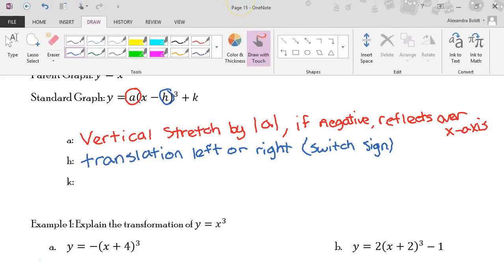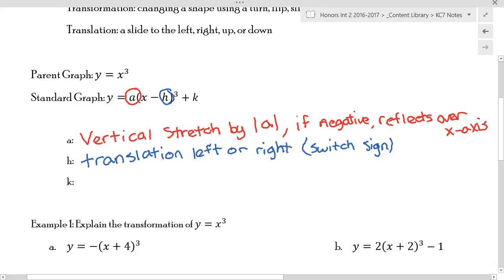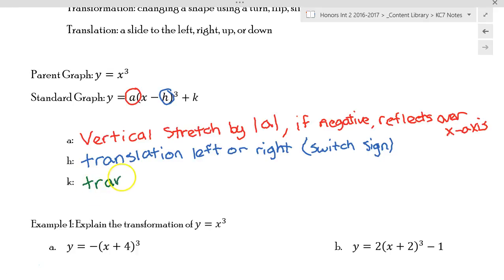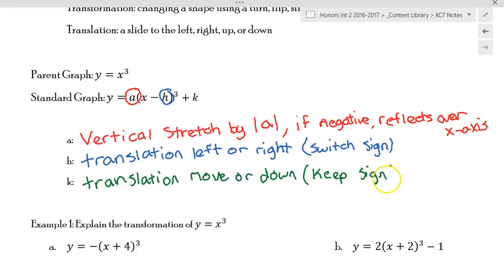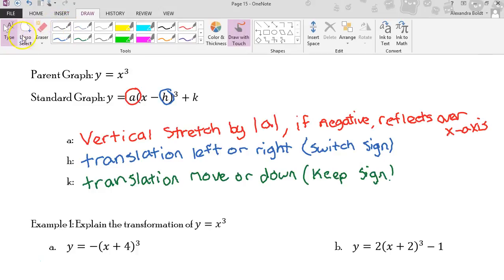And then for K, you have a translation up or down. So just moving your graph up or moving your graph down. And for K, keep the sign. So whatever the sign is, that's what it stays at. So by just looking at an equation, we can see what is going to happen to that graph. So let's look at some examples.